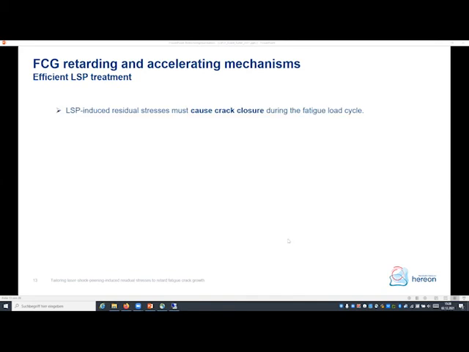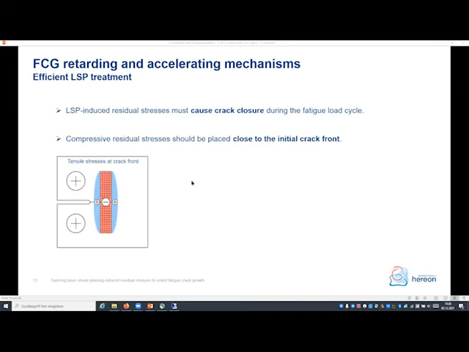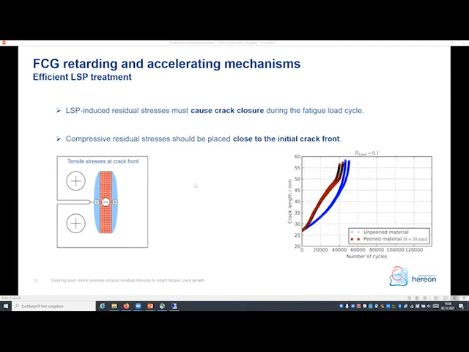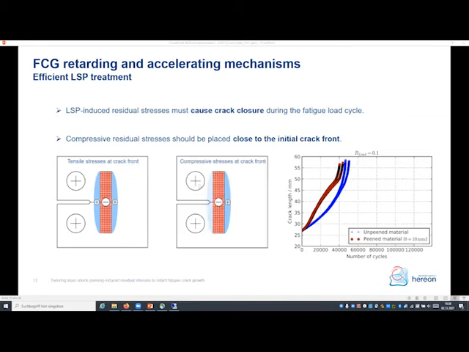So let's summarize. At first, we need to apply laser peening in a way that the residual stresses cause crack closure. Secondly, we need to peen as close as possible to the initial crack tip. This can be explained by the balancing tensile residual stresses in front of the peening patch. Here I'm peening with a distance to the initial crack tip, so the peening even causes a shorter fatigue life. However, when I shift the peening patch to the initial crack tip, then I get a real significant increase of the fatigue life.